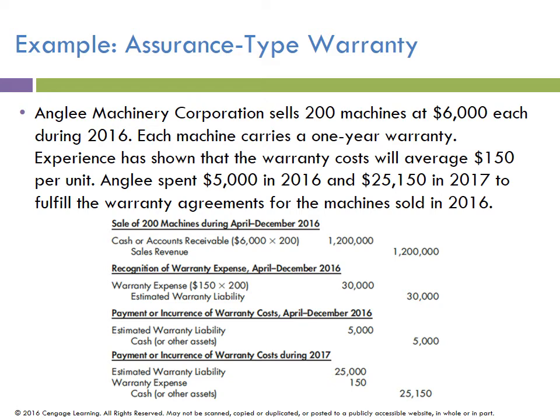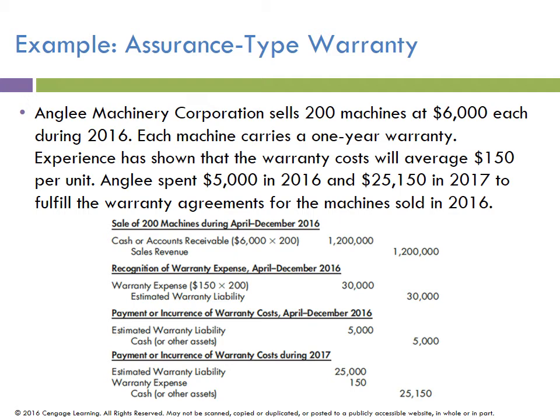So in the year of sale, they'll debit cash or accounts receivable and credit sales revenue for $6,000 times the 200 machines. That's the actual sale. But in the same year, they will also debit warranty expense and credit estimated warranty payable for $150 per machine times 200 machines, because that's what they estimate it will cost them to fix them because they've provided this assurance type warranty. In 2016, they actually did pay or have to cover $5,000. So they debit estimated warranty liability and credit cash, assuming they had to pay cash to satisfy the warranties.